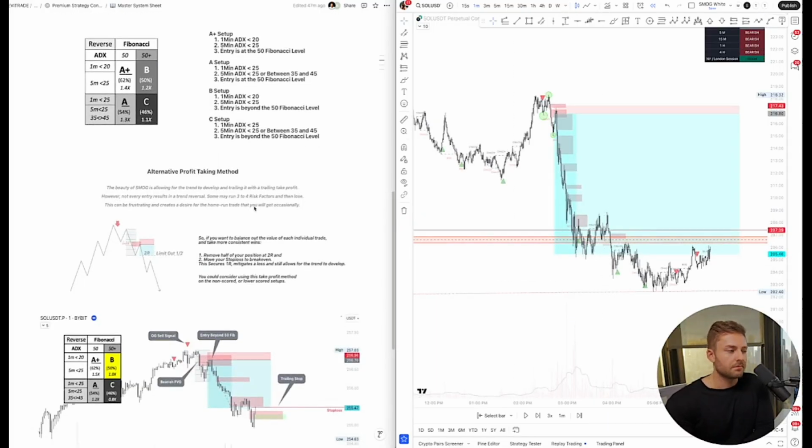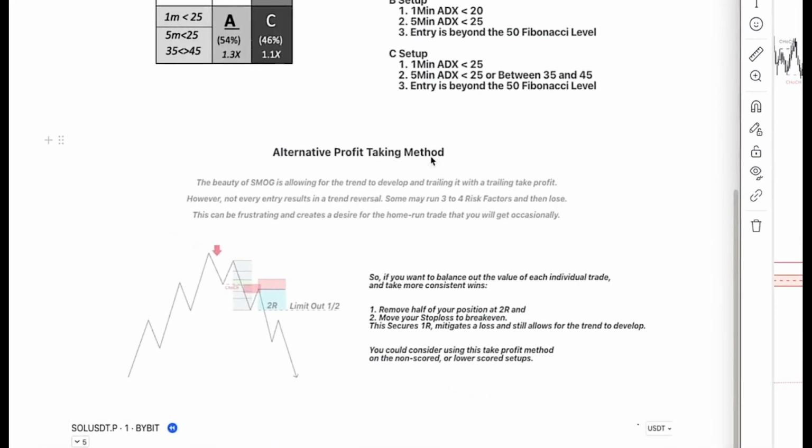Depends on your strategy, depends on how you feel about when you're taking trades in general. But basically the beauty of SMOG is it allows you to follow a trend, to develop and trail it without taking full profit. However, not every entry results in a big reversal. So obviously you might get a run to 3 or 4 risk factors and then lose the entire trade and not be able to lock any. This can be frustrating, desiring those home run trades that you get occasionally.